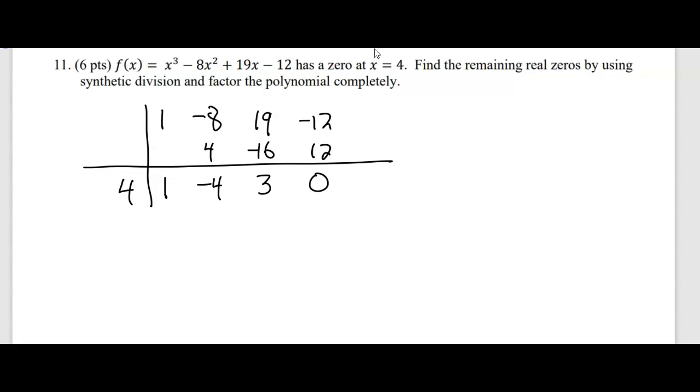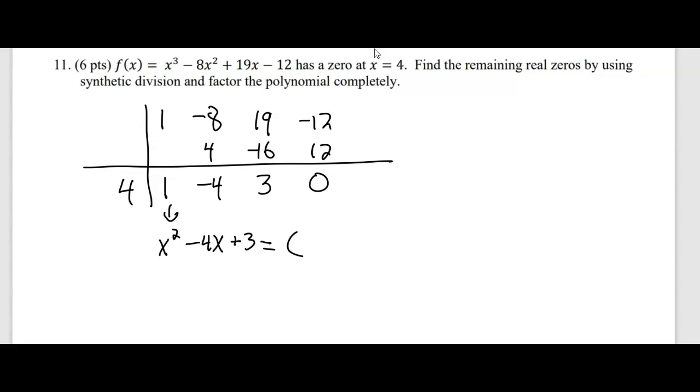This should not be a surprise. A remainder of 0 happens if you're working with a zero, which they said it was. So this is perfect. What this gives us, though, is the remaining piece: x squared minus 4x plus 3. This is the remaining piece of this polynomial after we remove the x minus 4 factor.